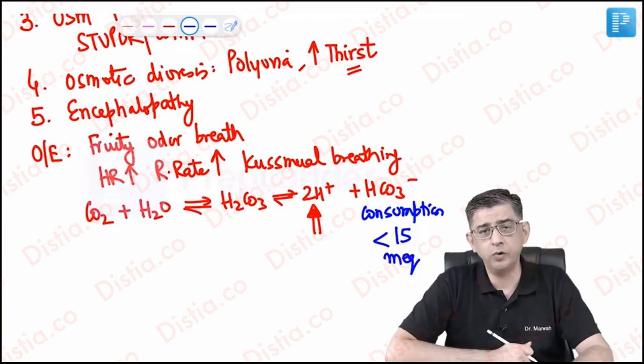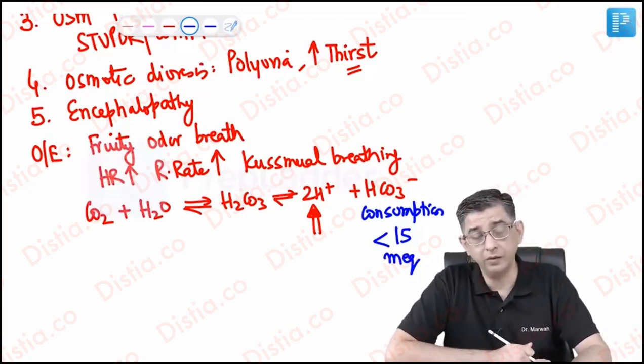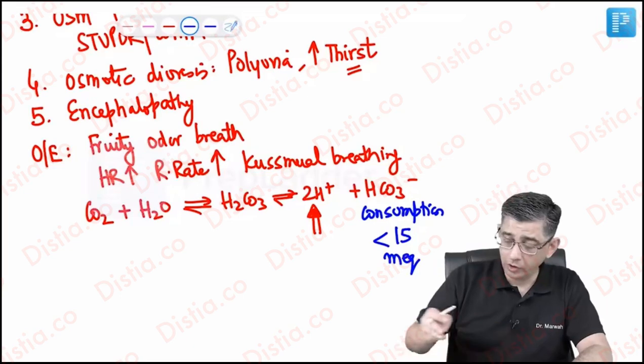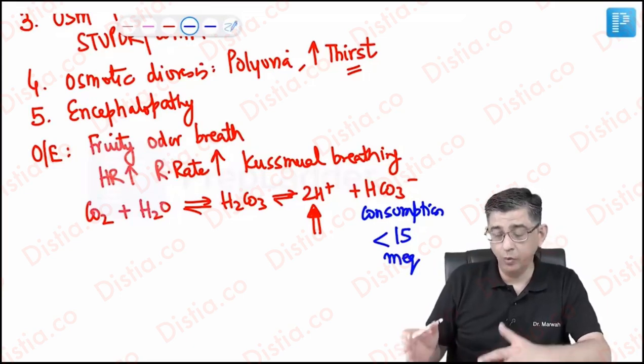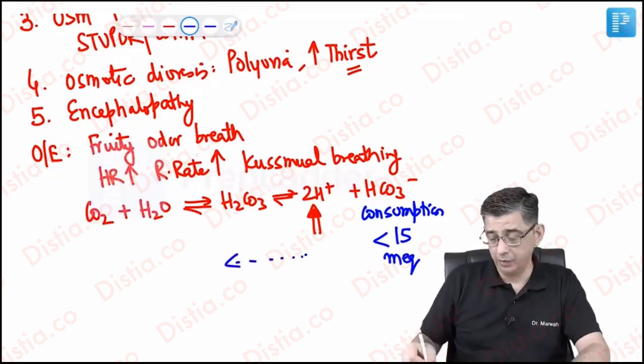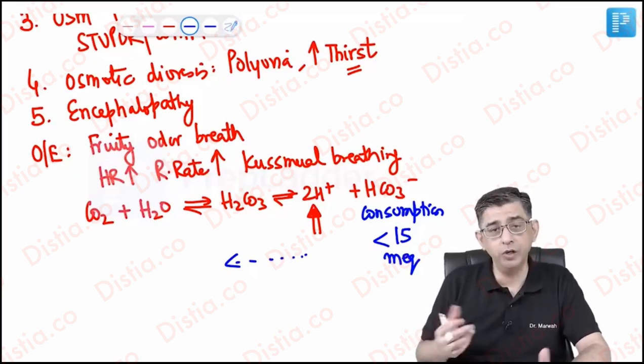Normal is in the range of about 22 to 26, some books say 22 to 28, but the bottom line here is that the values would be less than 15 milliequivalents. Now, because there is going to be more of these protons, I can say this reaction will proceed in this direction. I'm saying it from the chemistry perspective: because there is an excess of protons, they have to be neutralized.